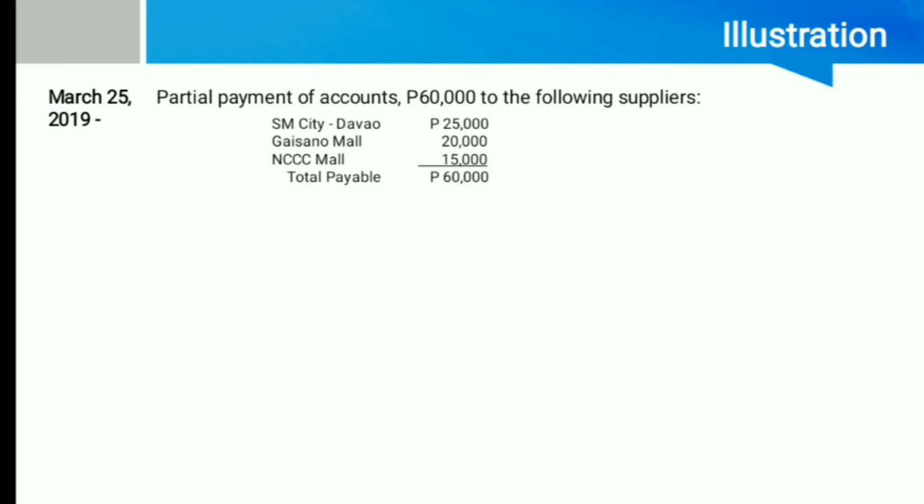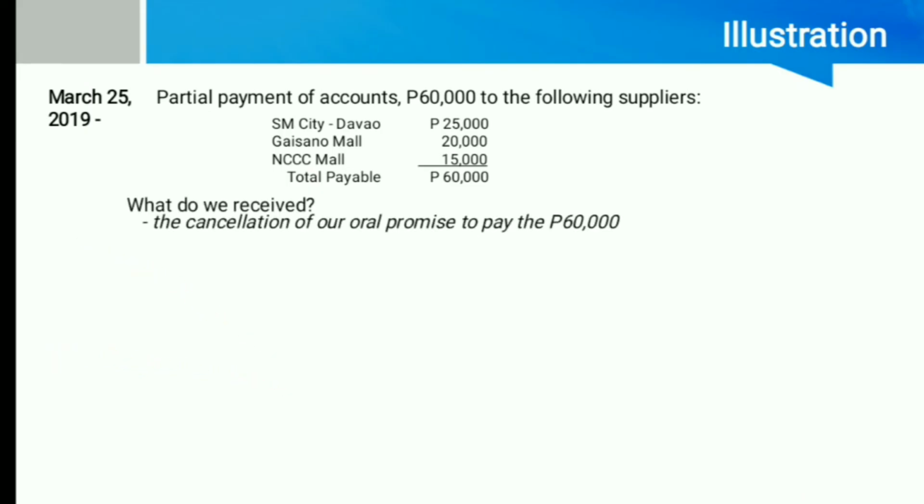So we have SMCT Davao, 25,000 pesos, Gaisano Mall, 20,000 pesos, NCCC Mall, 15,000 pesos, for a total payable of 60,000 pesos. So what do we receive in this transaction? The cancellation of our oral promise to pay for 60,000 pesos. So this transaction is actually in relation to the transaction on March 2, 2019.